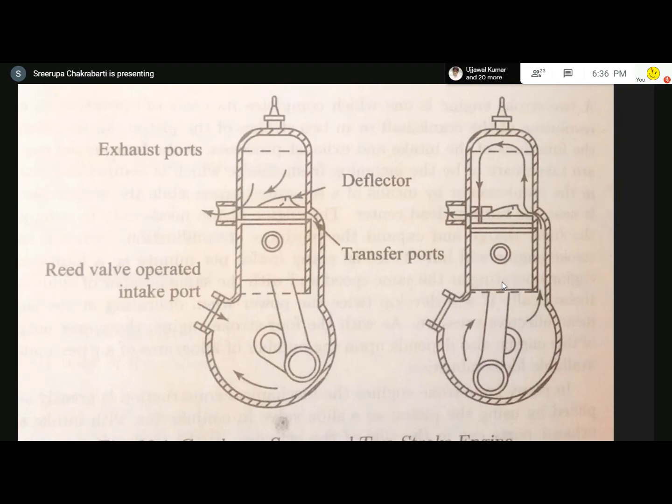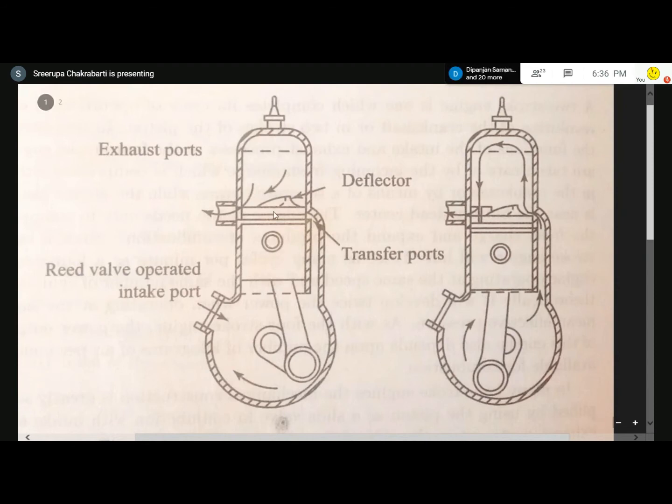I want to tell you that if you look at this arrowhead, this movement of the gas will be only when the piston is moving down. So when the piston moves down, then the crank and connecting rod should be like this. And this is also moving down, of course. And moving up, they have not drawn.